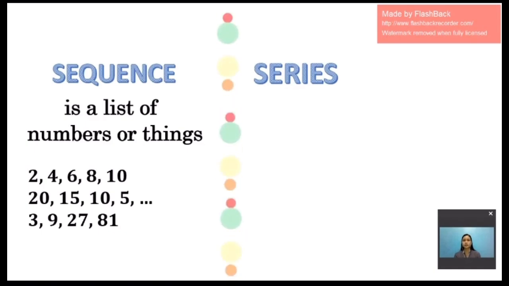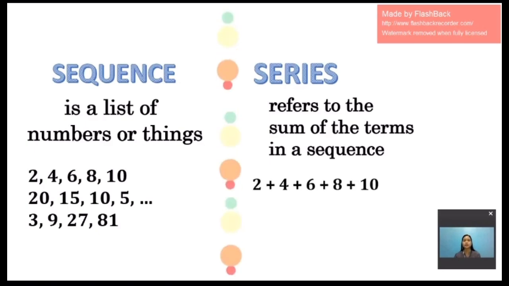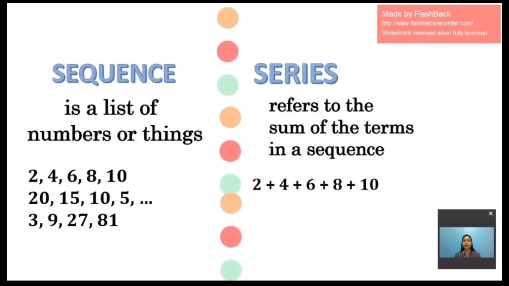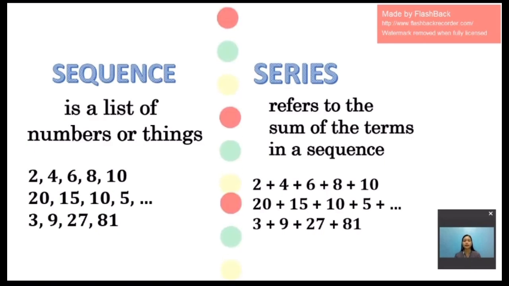So how about a series? What is a series? A series refers to the sum of the terms in a sequence. Say for example, you have 2 plus 4 plus 6 plus 8 plus 10. Another example, you have 20 plus 15 plus 10 plus 5 plus and so on. And then you have 3 plus 9 plus 27 plus 81.